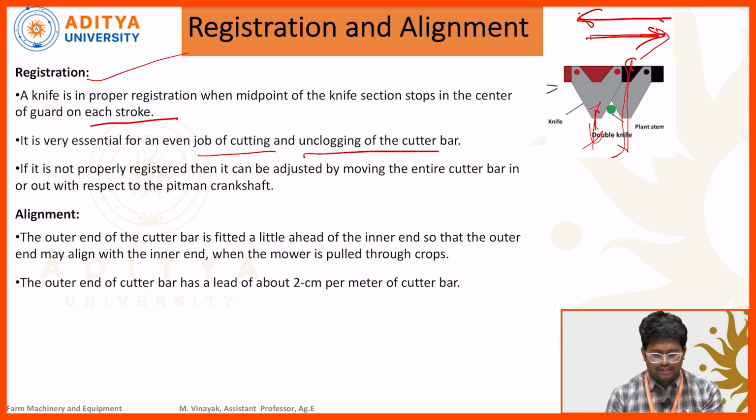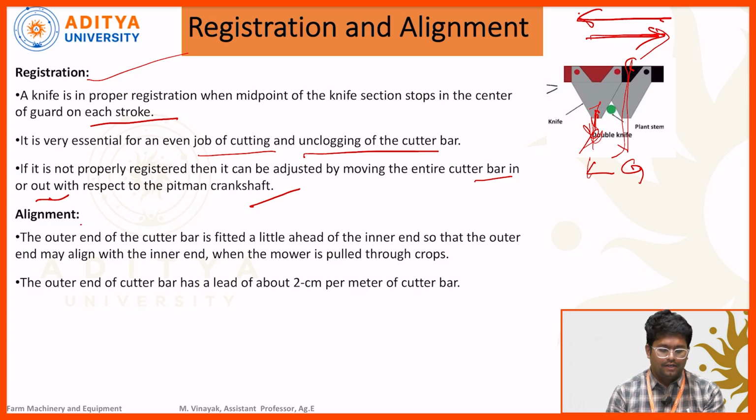If not properly registered, it can be adjusted by moving the entire cutter bar in or out with respect to the pitman and crankshaft. Registration means the center of the knife section should be at the center of the guard section. If this does not happen, we need to adjust the pitman with respect to the crankshaft.